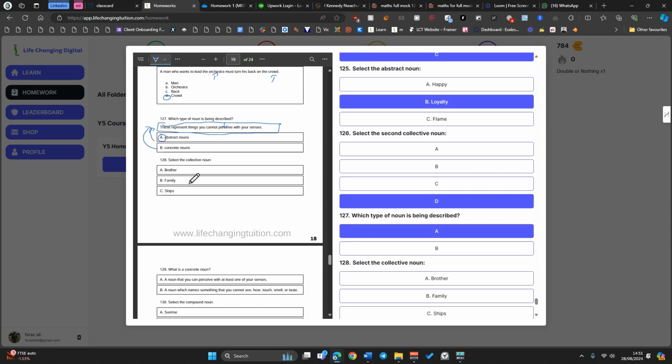128. Select the collective noun. That would be family here.